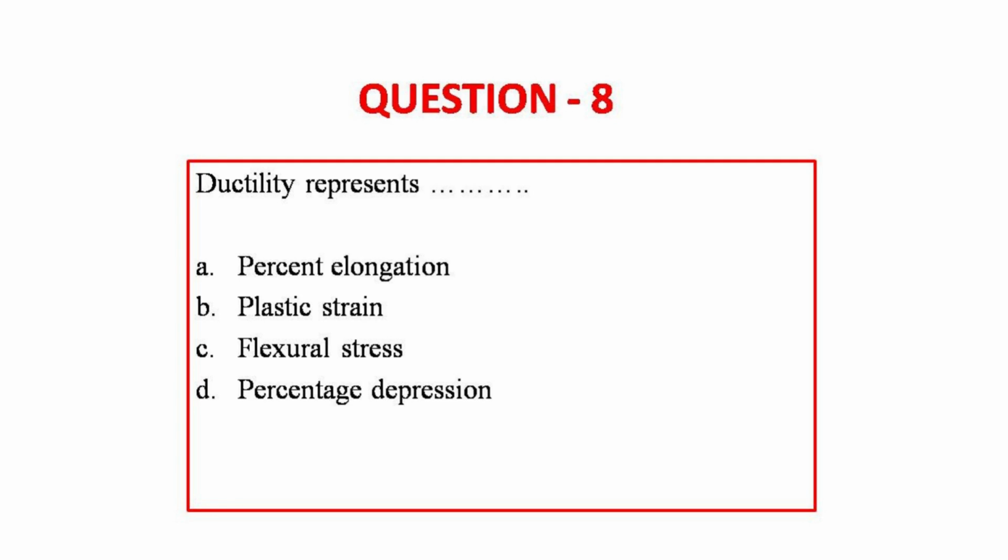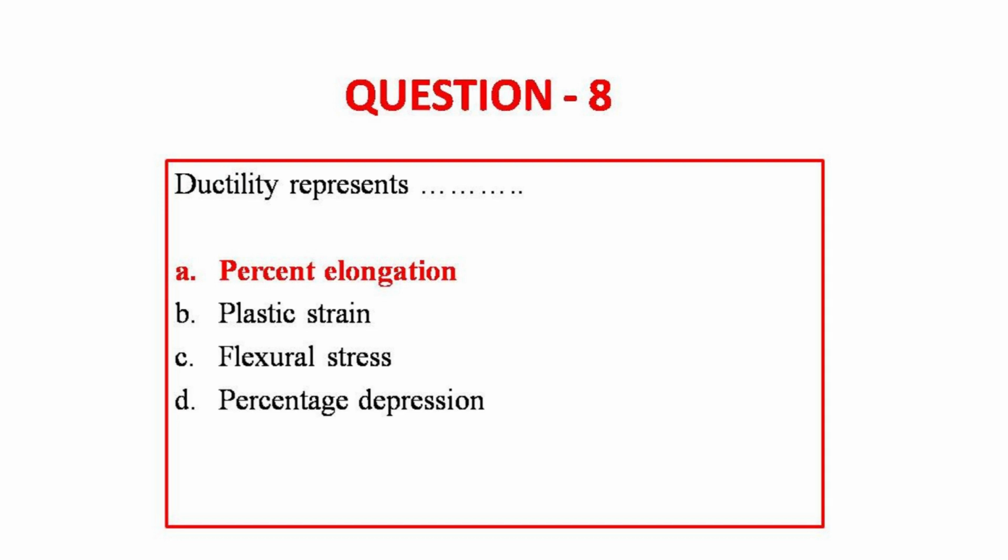Ductility represents percent elongation, plastic strain, flexural stress, percentage depression. The answer to this question is option A, percent elongation. So if you see, the ductile materials show a large amount of plastic deformation under tensile stresses. Usually the deformation in ductile materials, that is increase in length, is measured in terms of percent elongation. So moving on to question number 9.